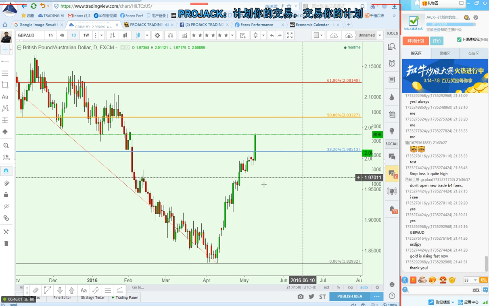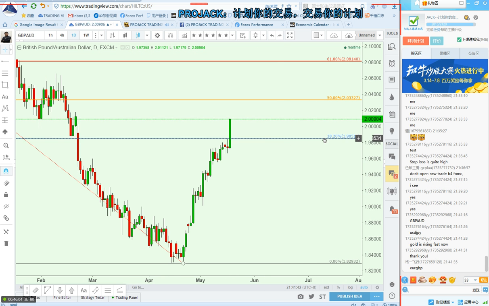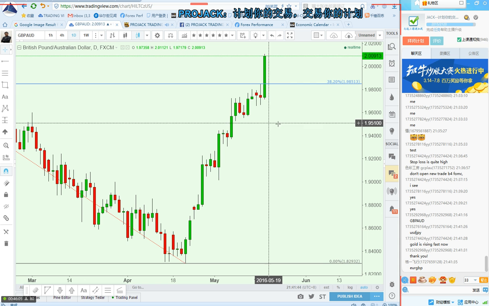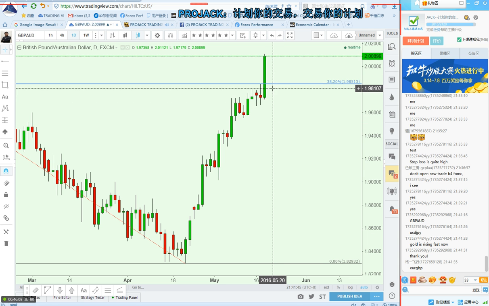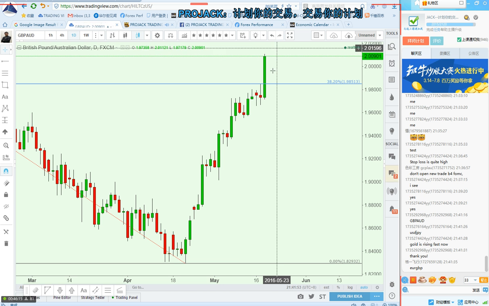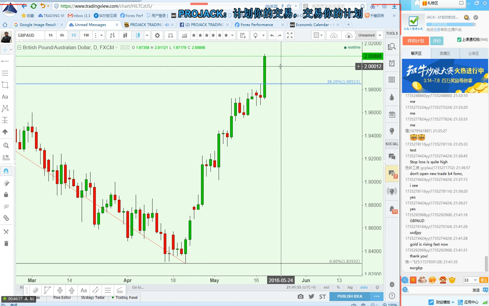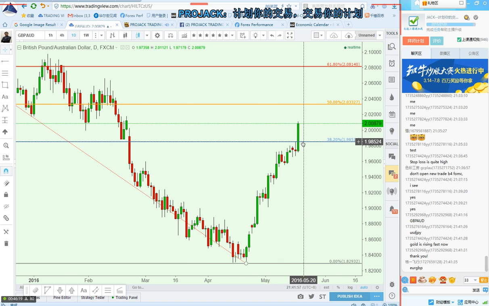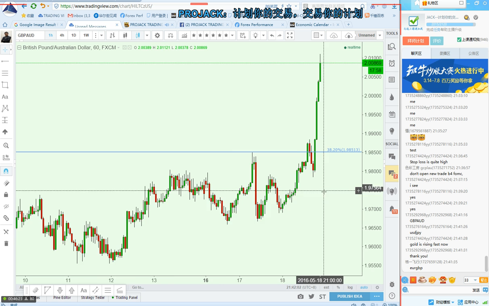Sterling Aussie comes to 1.9850. That is quite a strong resistance. But today, because sterling goes up and Aussie is very weak, we can see here Sterling Aussie makes a very good upside momentum.